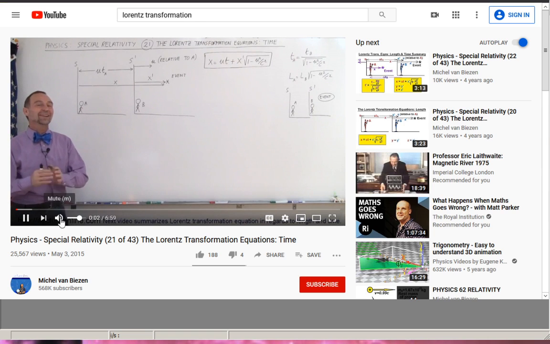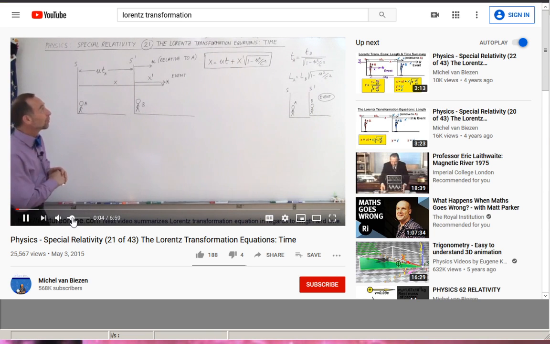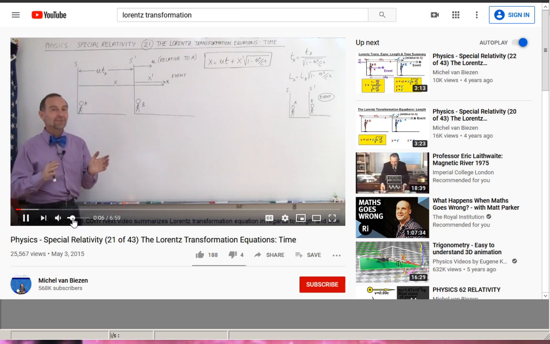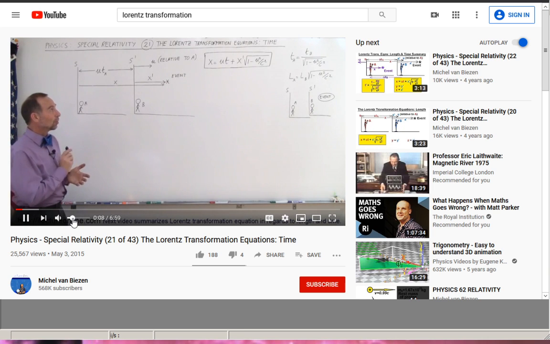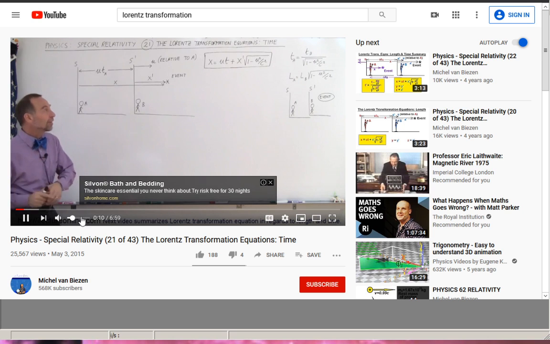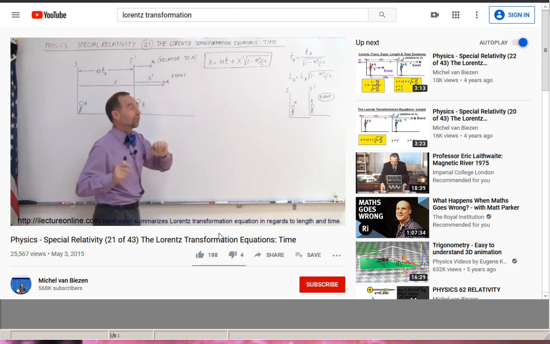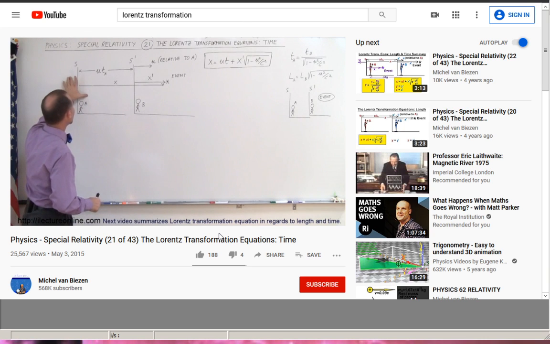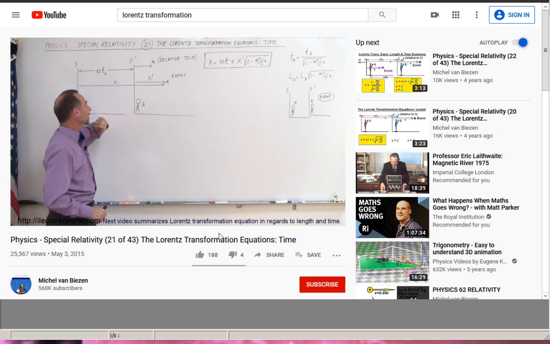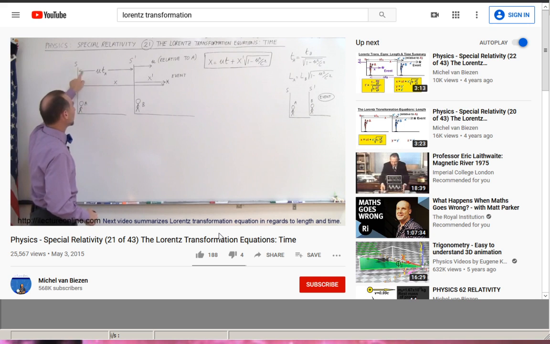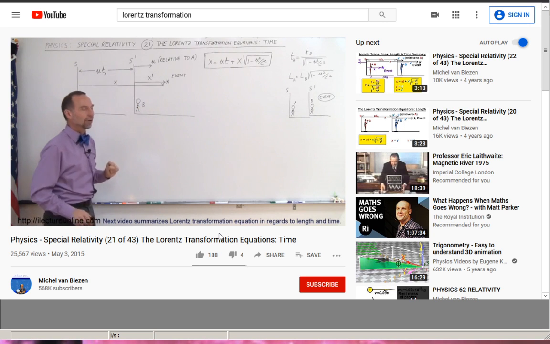Welcome to Lecture Online, and our next Lorentz transformation equation we're going to look at is the time transformation equation. So what we're going to do here is we're going to take the result of the last one, where we had the relationship between x and x prime. Remember, there's two reference frames. There's the stationary reference frame, and there's the moving reference frame. And we have observer A in the stationary frame and observer B in the moving reference frame.